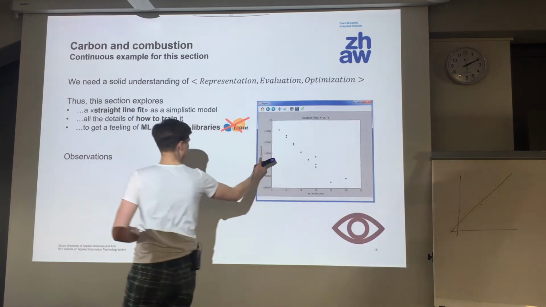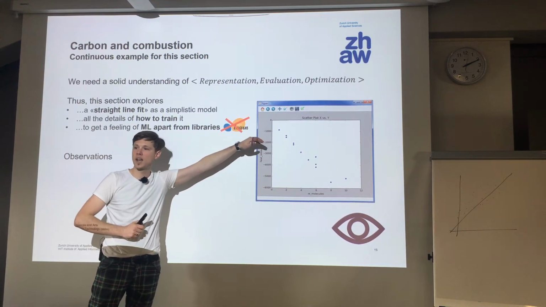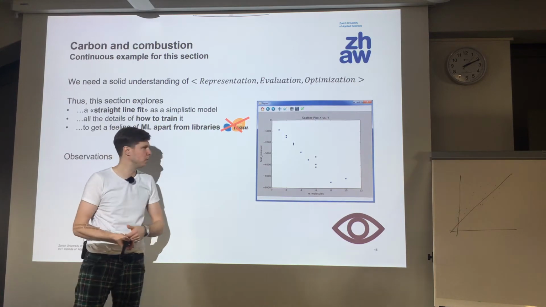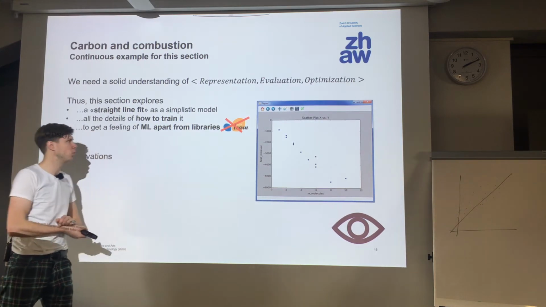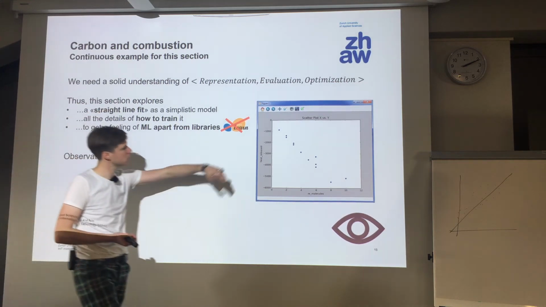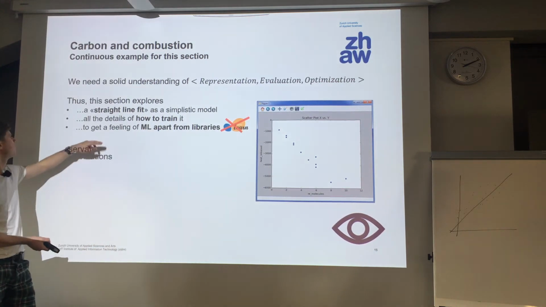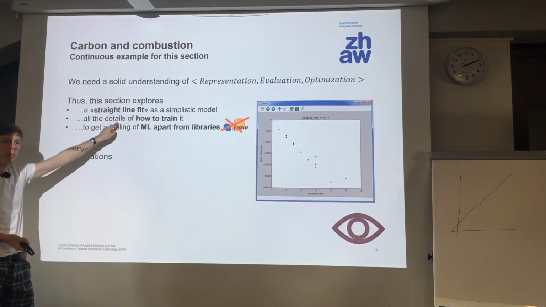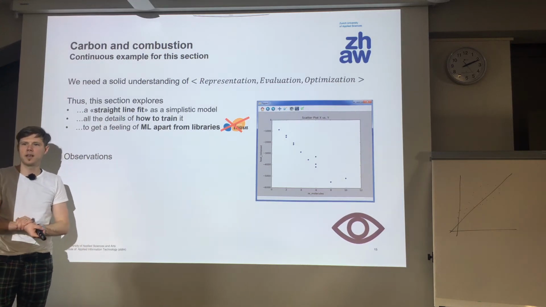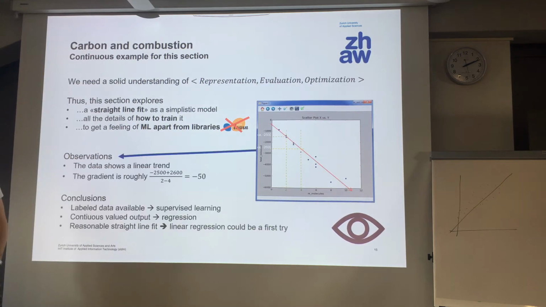So we are again, and for the rest of the lecture we stay in the example of the carbohydrates, where we want to know how much energy is free when we burn them, and we want to build a machine learning model for that. We want to do it with a straight line because it looks not too bad as a first thing we could do. We'll look into all the details, like every relevant math and Python line to do that, and we'll do that without libraries.